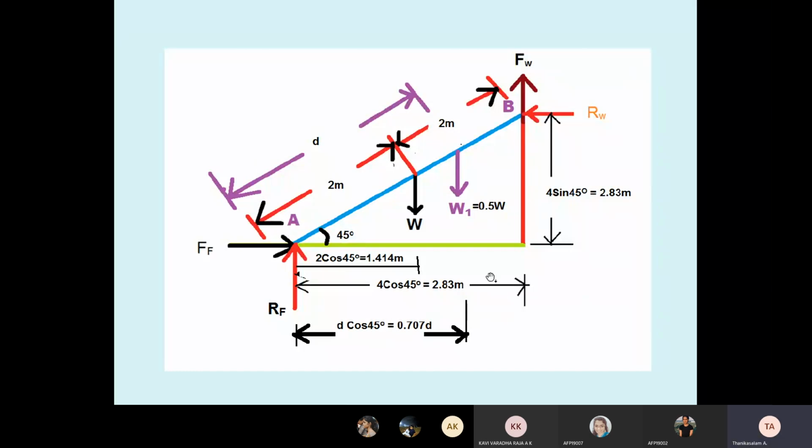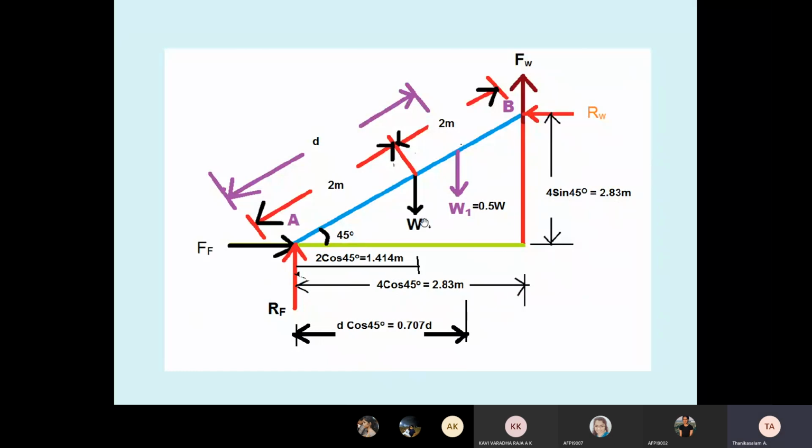So we want the man's distance D from the bottom of the ladder. What is the corresponding horizontal distance? D cos 45, which is 0.707 D, the horizontal distance of W1 with respect to point A. Similarly, the total horizontal distance A to C is 4 cos 45, which equals 2.83. The vertical distance is 4 sin 45, the same answer, 2.83. Sin 45 and cos 45 are the same.